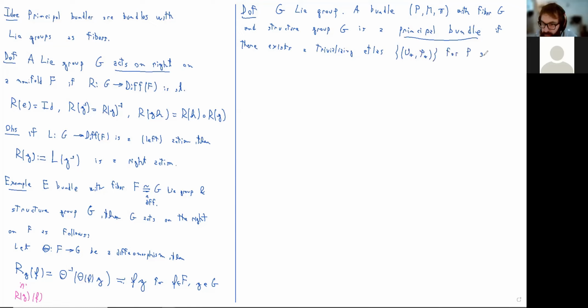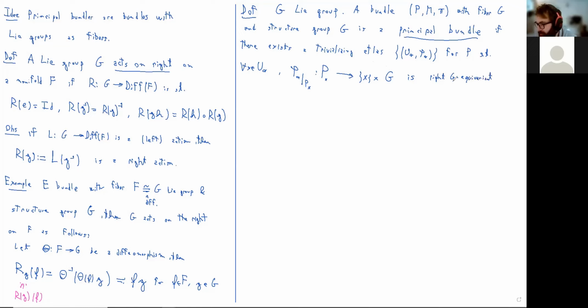for P, such that for every point in U alpha, if we take phi alpha and we restrict it to a fiber, so this P_x is the fiber, so this is a map from P_x, which remember is something which is diffeomorphic to G, because the structure group is G, into X times G, and so this is just by the definition of trivializing atlas. So what we want from this is to somehow respect this group structure. So we want this to be right G equivariant.